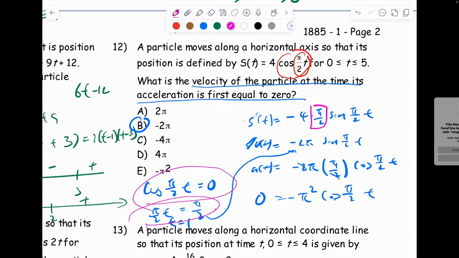Once you find 1, you have to plug in to find v of t, because they ask, what is the velocity of the particle when acceleration is first equal to 0? They did not ask you what is the time when the acceleration equals 0. They ask you what's the velocity when the acceleration equals 0. Questions?